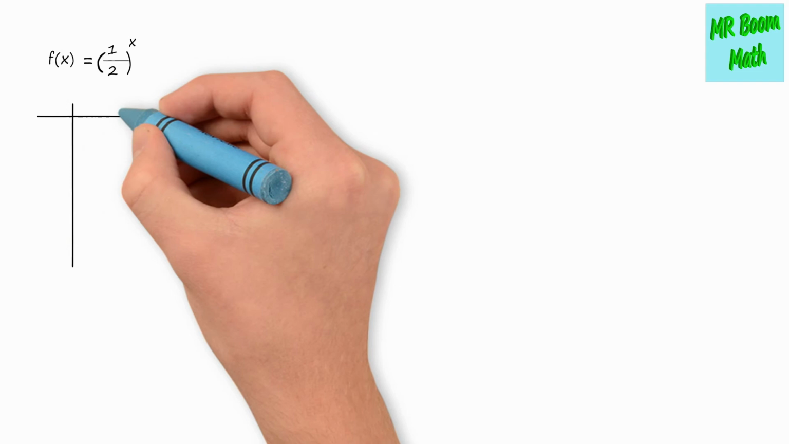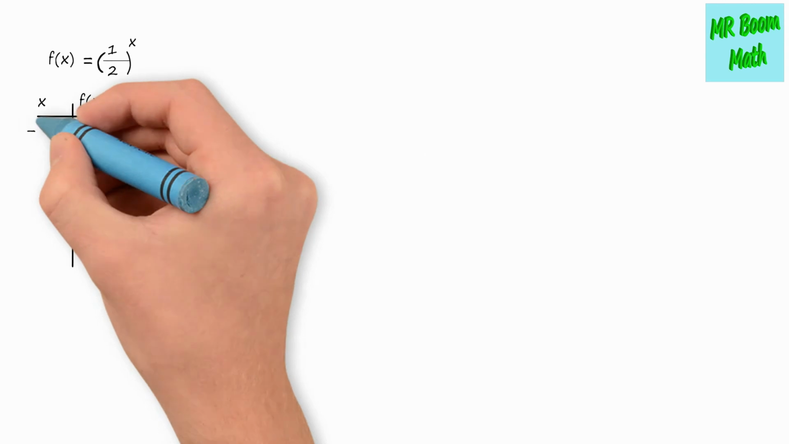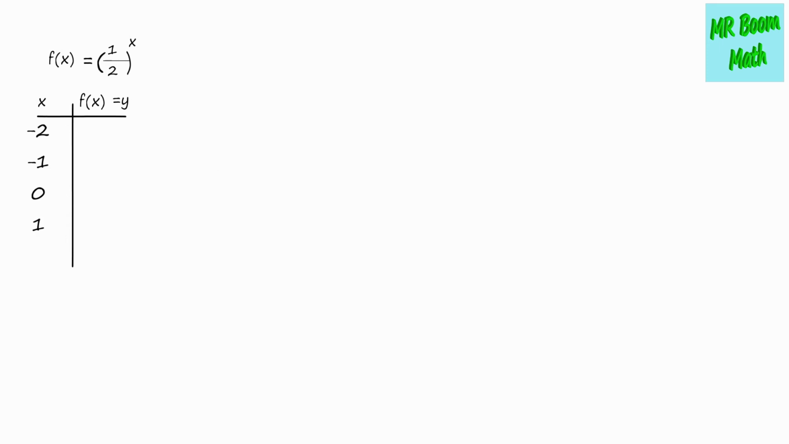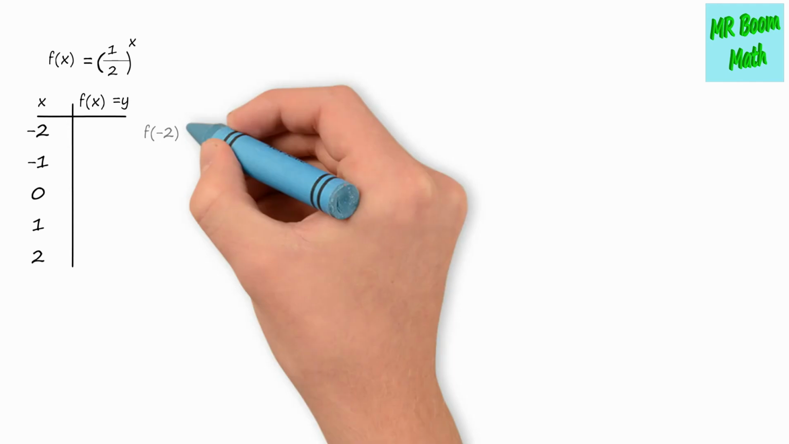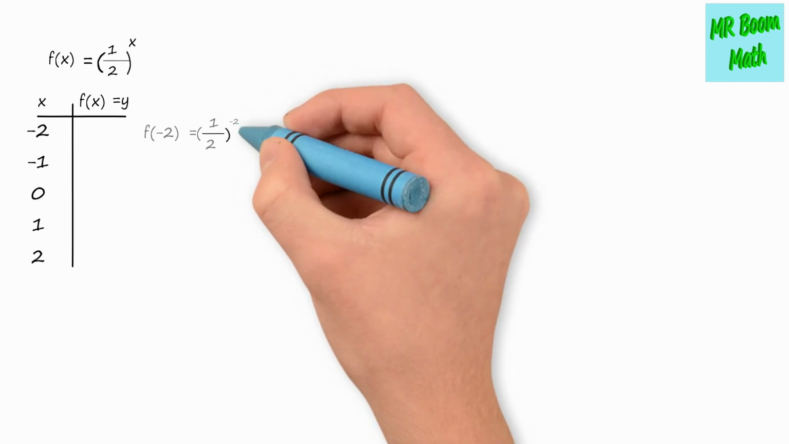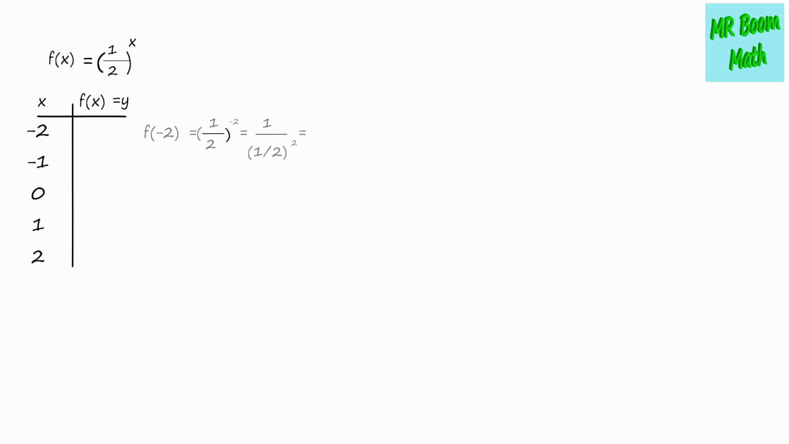Let's make a table here. Let's take some x values here. Values that I'm going to pick for x are going to be -2, -1, 0, 1, and 2. So if I plug in -2 for x, I have f of -2 is equal to 1/2 to the -2 power. That's the same thing as 2 to the second power, which is equal to 4. So when my x value is -2, my y value is 4.